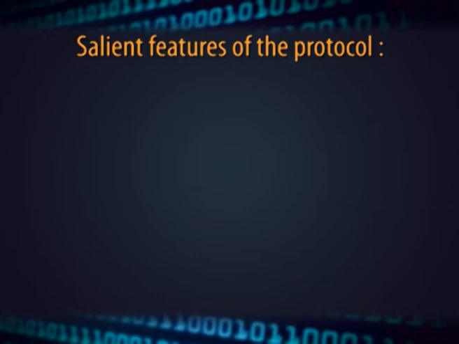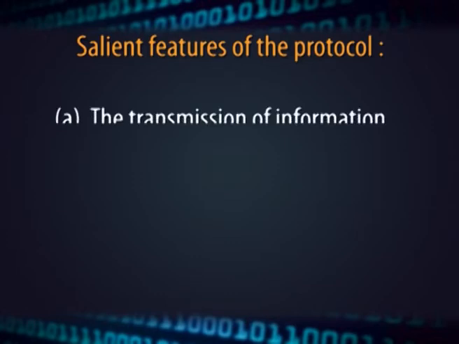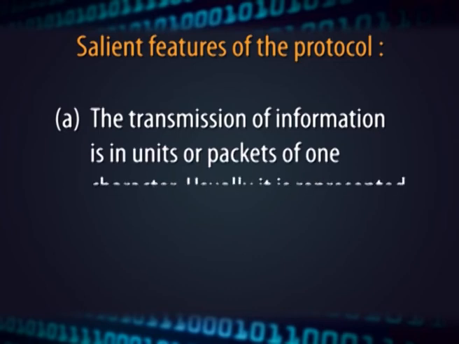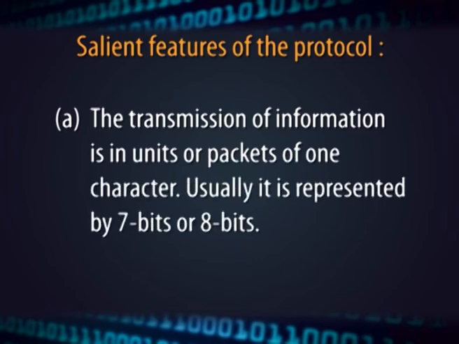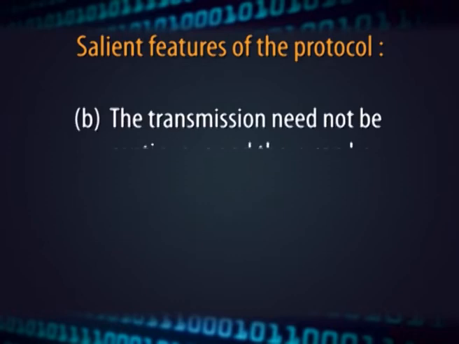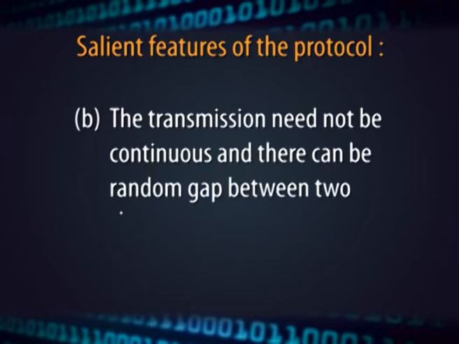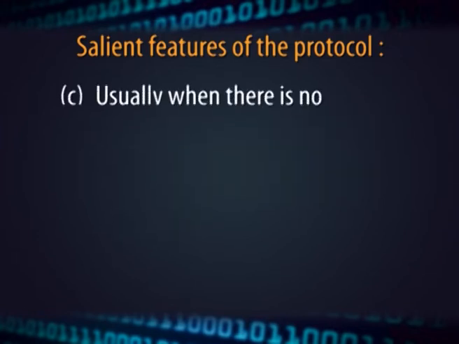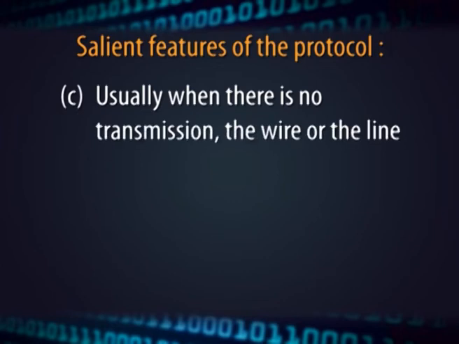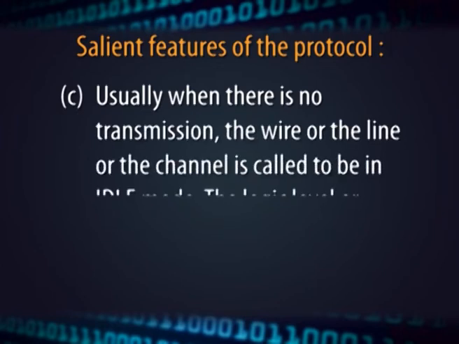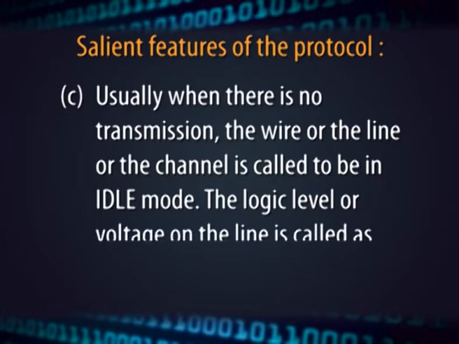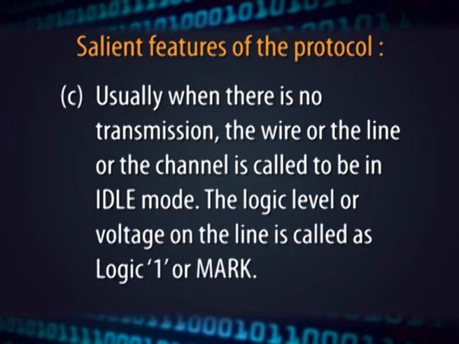The protocol has the following salient features. A. The transmission of information is in units or packets of 1 character. Usually it is represented by 7 bits or 8 bits. B. The transmission need not be continuous and there can be a random gap between 2 characters. C. Usually when there is no transmission, the wire or the line or the channel is said to be in idle mode. The logic level or voltage on the line is called logic 1 or mark.